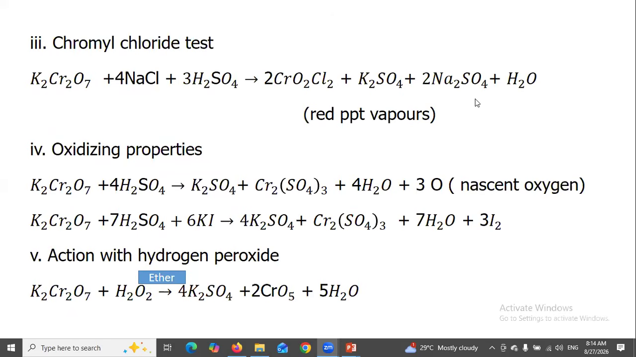Chromyl chloride test. Potassium dichromate reacts with acidified sodium chloride, producing red vapors.